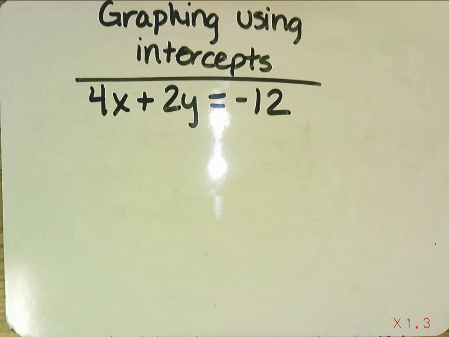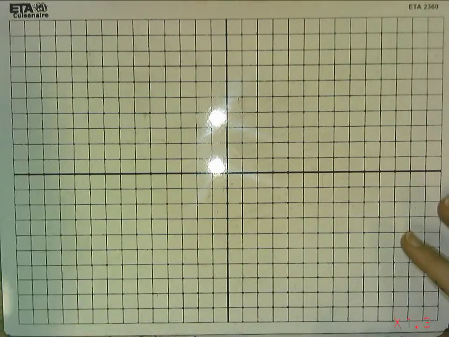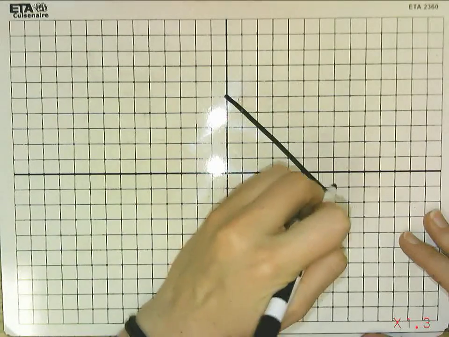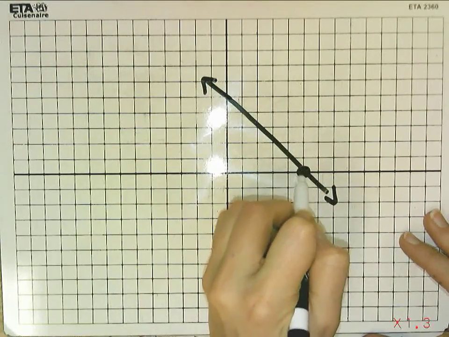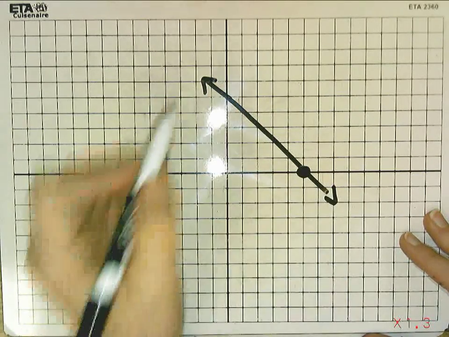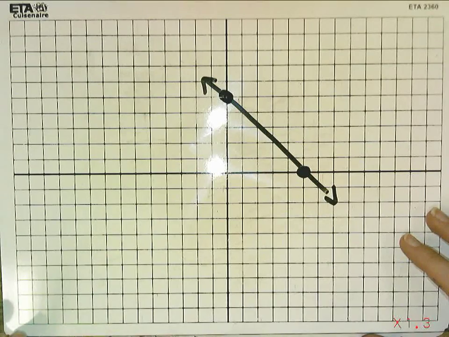We're going to review graphing using intercepts. So if you remember, intercepts are where the line crosses the x and y axis. So if I have a line that goes like this, where the line crosses my x-axis is my x-intercept, and where my line crosses the y-axis is the y-intercept.